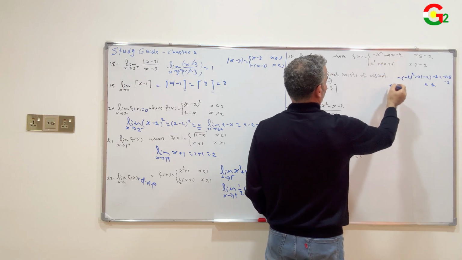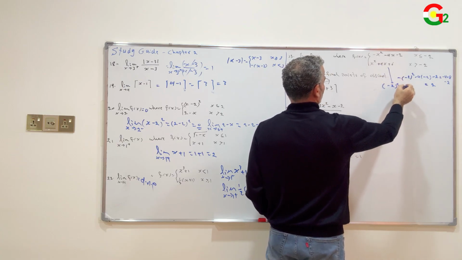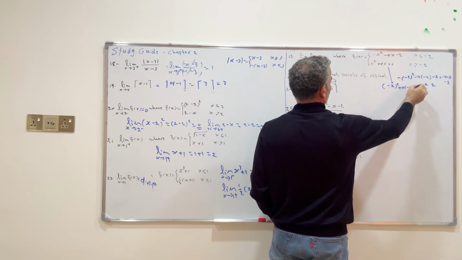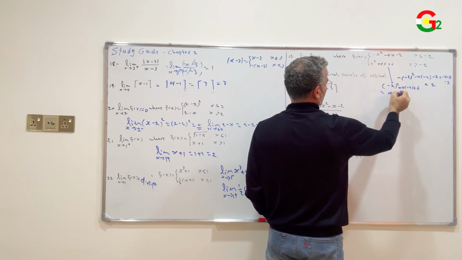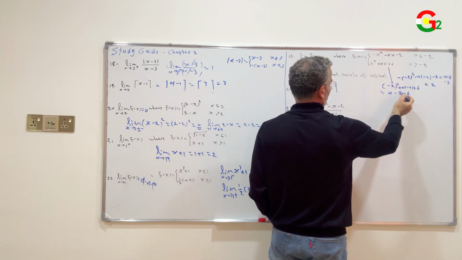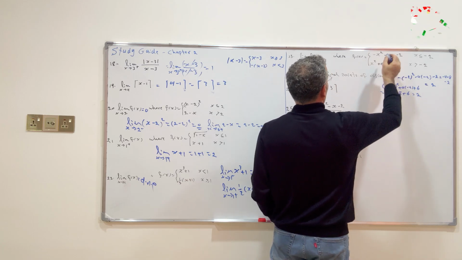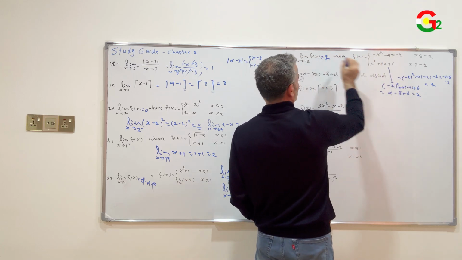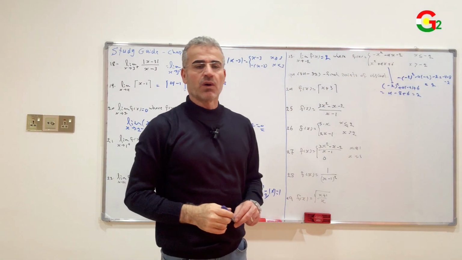From right, negative 2 square plus 4 times negative 2 plus 6. Negative 2 square is 4, 4 times negative 2 is negative 8, plus 6. 4 minus 8 is negative 4, plus 6 is 2. Then the limit is 2, since from right and left, the result was 2.